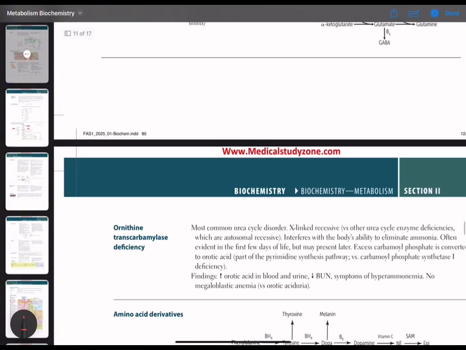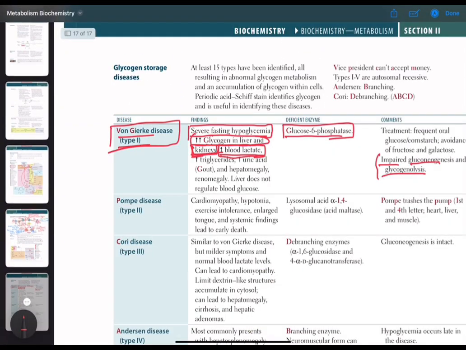So these patients will have high levels of blood lactate as well as high levels of uric acid. These high levels of lactate compete with uric acid for excretion in kidneys. Thus, we will have high levels of uric acid, and the patient may experience bouts of gout, and hepatomegaly and renomegaly. The liver does not regulate blood glucose because gluconeogenesis is disrupted. In addition, these patients also have high levels of TGs, or triglycerides.